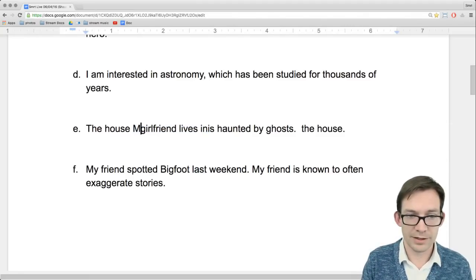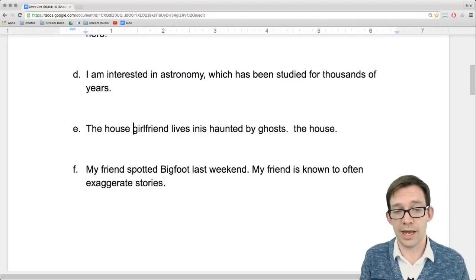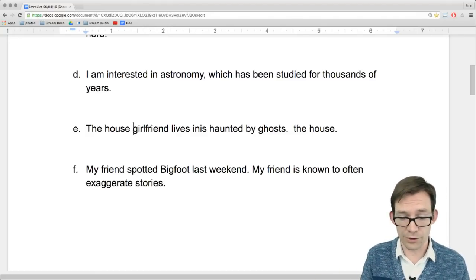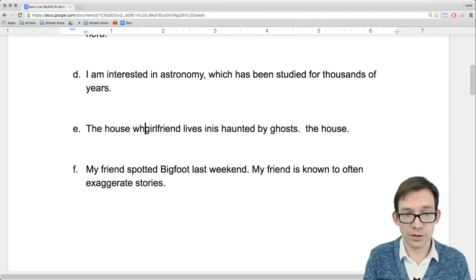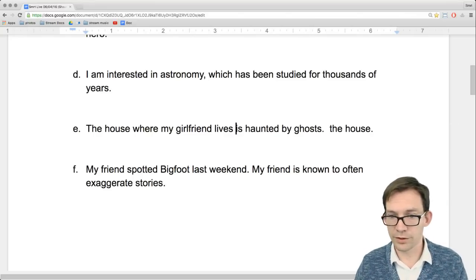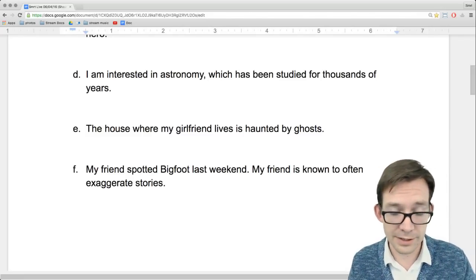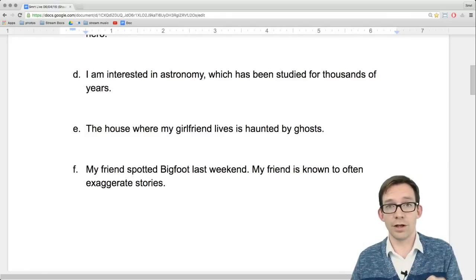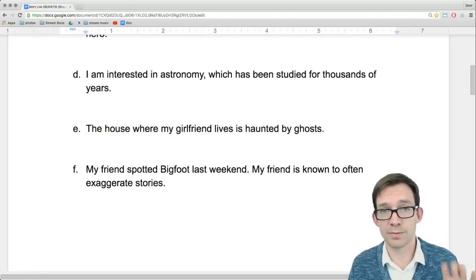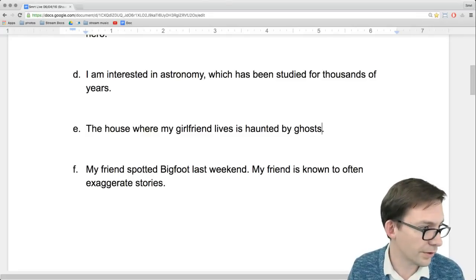You asked if you can use where in the non-defining clauses, and you certainly can. You can use where in both defining or non-defining. And you could say the house where my girlfriend lives is haunted by ghosts. You could say something like that too. Now in this case, I'm using a defining clause to describe specifically what house I'm referring to.